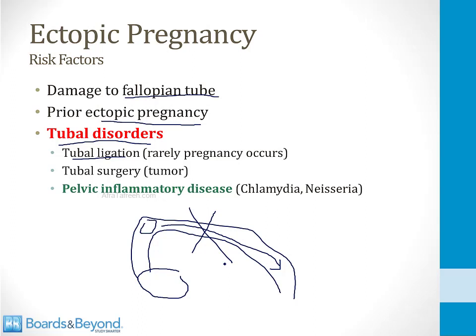However, it sometimes occurs, and when it does occur, it's almost always an ectopic pregnancy because the tubes have been surgically damaged. If you've had any prior tubal surgery, for example, to remove a tumor, that raises your risk of an ectopic pregnancy. And then finally, pelvic inflammatory disease caused by either chlamydia or Neisseria is a major risk factor for ectopic pregnancy. In this disorder, bacterial infection occurs in the uterus and the fallopian tubes, and naturally that can leave scar tissue behind that sets a woman up for an ectopic pregnancy.